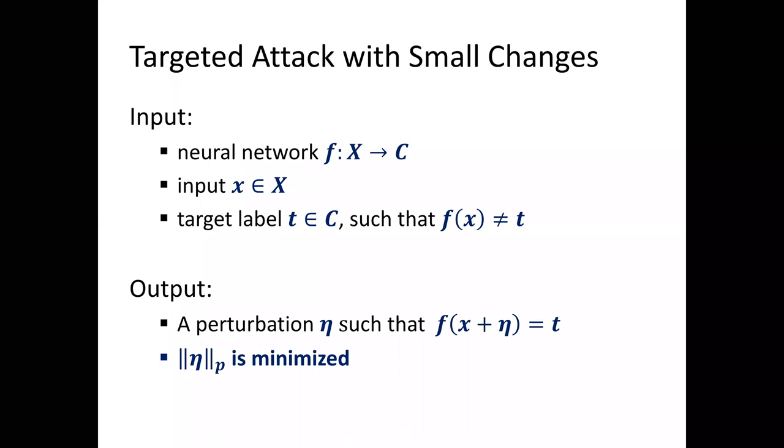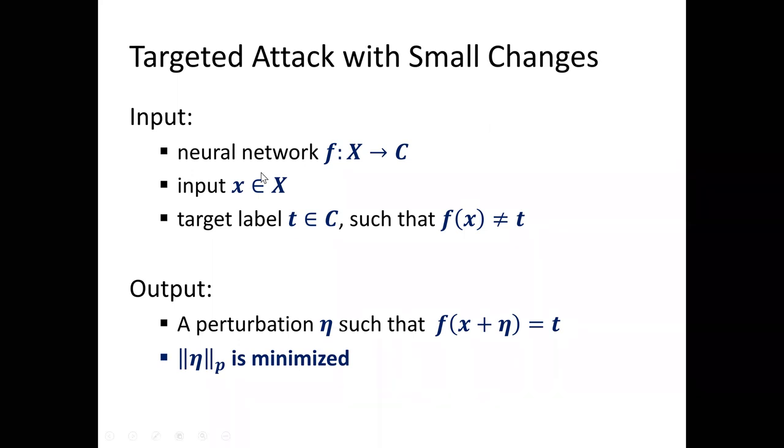Now, as I mentioned already, FGSM sometimes can produce distorted images, and it's not something that you want. You want smoother, nicer images, or nicer perturbations of the input. And so what we would like to do is perform a targeted attack, but this time with small changes. I want as small a change to the input x as possible.